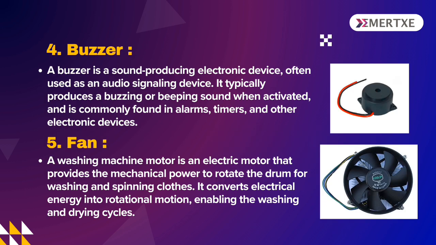Fourth one is buzzer. A buzzer is a sound producing electronic device. It is used as an audio signal device. It typically produces a buzzing or beeping sound when activated and is commonly found in alarms, timers and other electronic devices. Fifth one is fan. A washing machine motor is an electric motor that provides the mechanical power to rotate the drum for washing and spinning clothes. It converts electrical energy into rotational motion, enabling the washing and drying cycles.